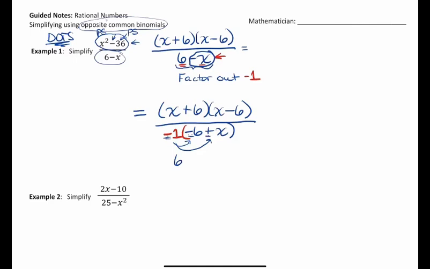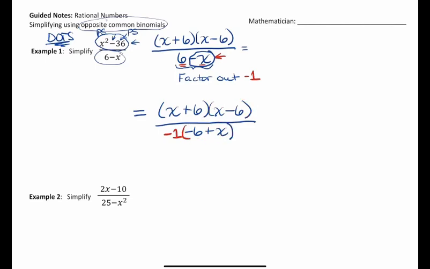-1 times positive x is negative x. And that's how it started. Okay, so we have that -1, -6 plus x in parentheses right there. And then the next thing that I always get from people is, well, what was the purpose of doing that? It's not really the same, but it is. These now are exactly the same.